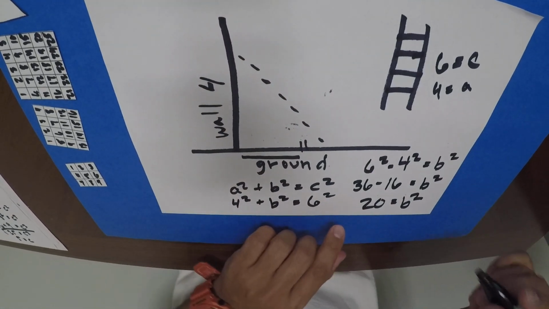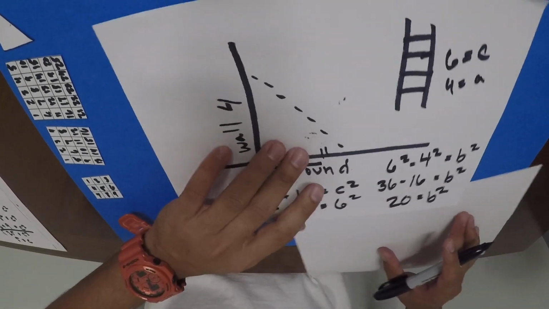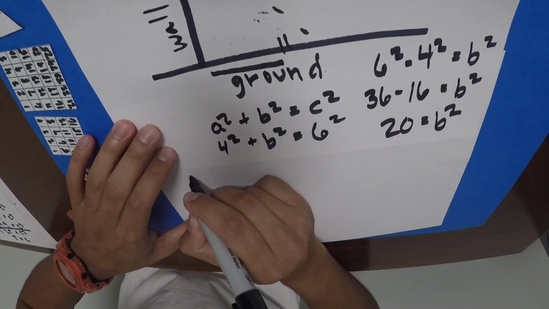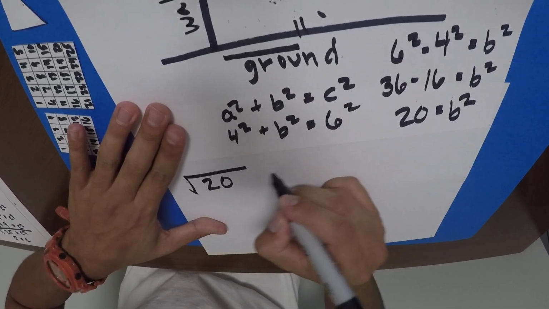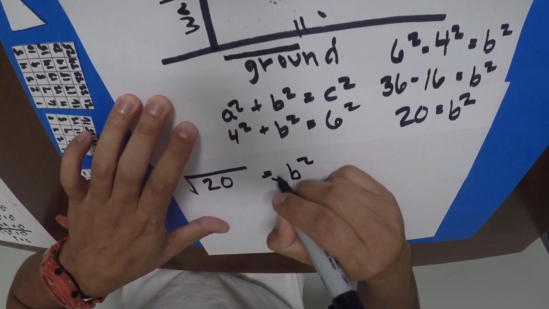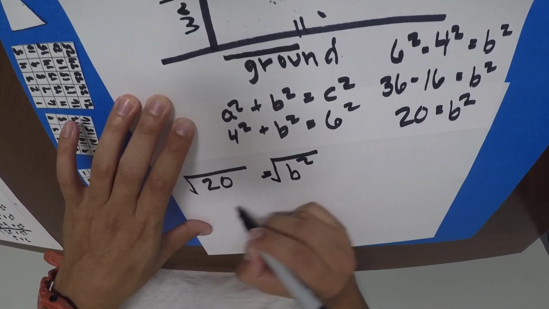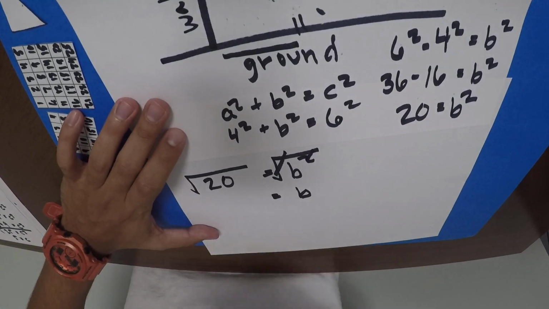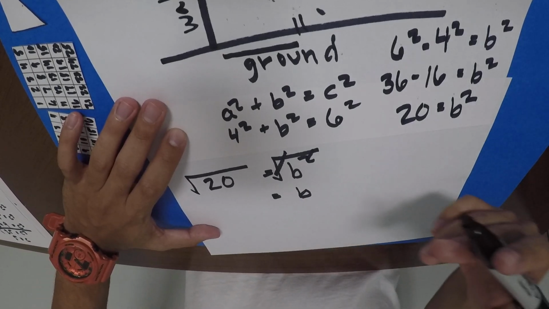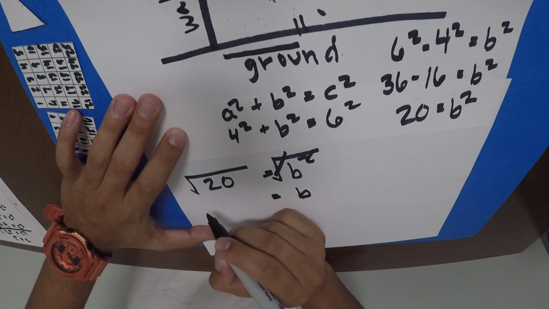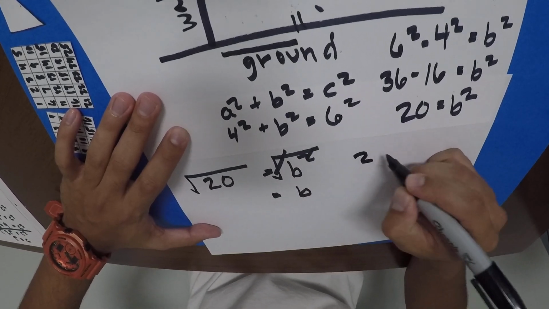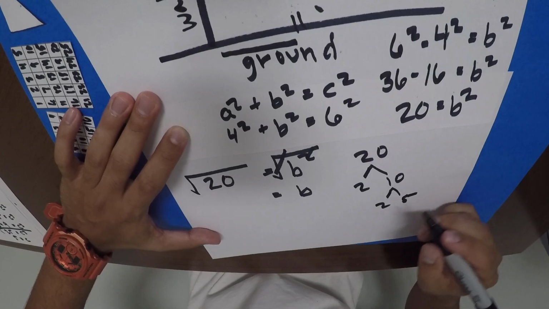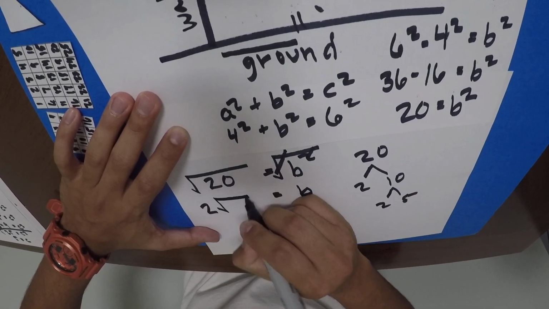When we do that, we're now going to solve with the square root. So the square root of 20 equals B. The square root and the squared are going to cancel out, which is going to leave you B. And the square root of 20: 2 times 10, then we have 2 times 5. So it's 2 square root 5.